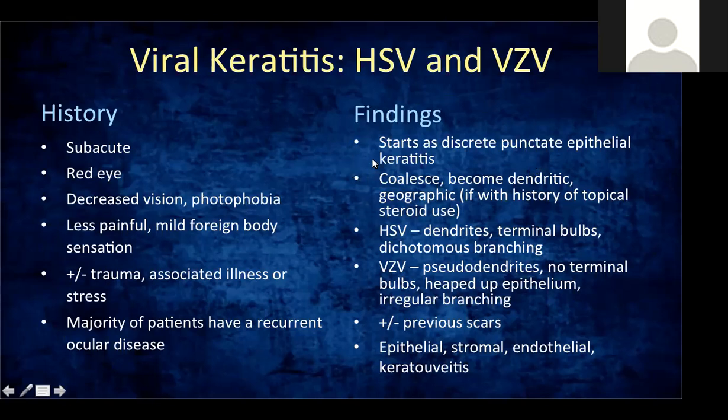Findings are very varied. They could start off as small spots on the cornea. What is very obvious or characteristic is when you see your dendrites. In neurology, you have your axons and dendrites. So the dendritic appearance can be seen in HSV, where you have terminal bulbs and dichotomous branching. It's different for your varicella. They have pseudodendrites, so no terminal bulbs, okay, and the branching is very irregular. I'll show you photos later on.